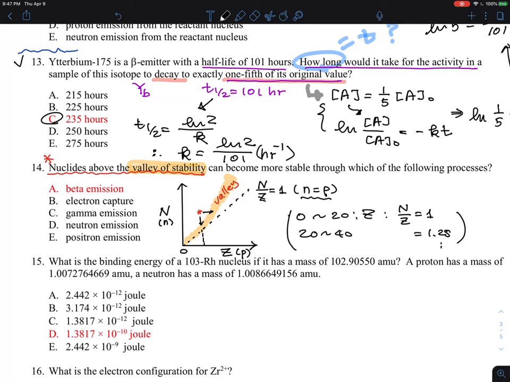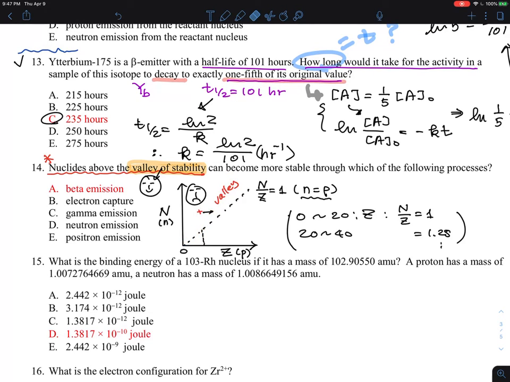So this is where you are unhappy, but you will be happy within the valley of stability. This is where you want to be. This is your happy place. So what's happening if you're moving from left to right? You are going to increase the number of protons, right? So the answer can be found from here.